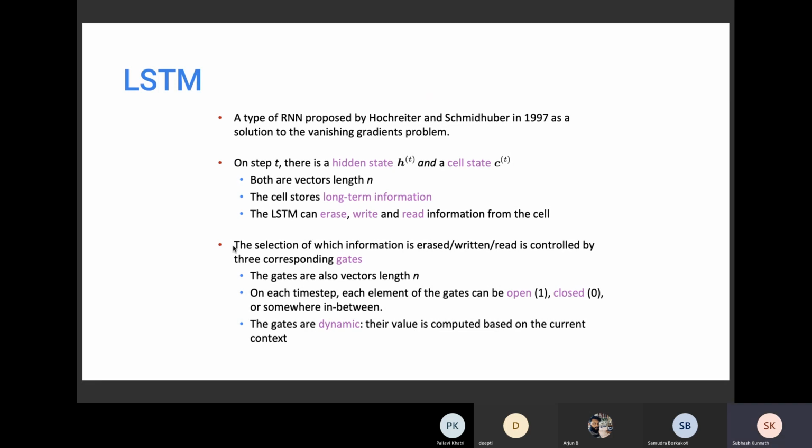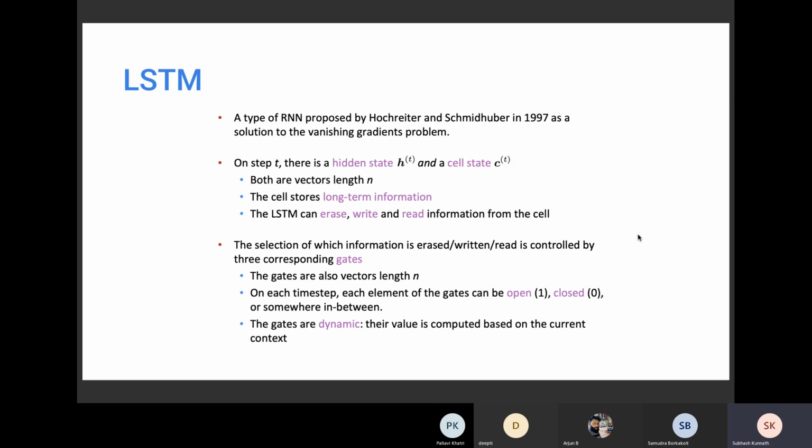So this has a built-in memory cell, and it can store two states. One is a hidden state, and the other is the cell state, HT and CT. Both of these are vectors of a fixed length, and there are gates with which the LSTM can erase, write, and read information in both of these states. And the gates are also vectors of length n.